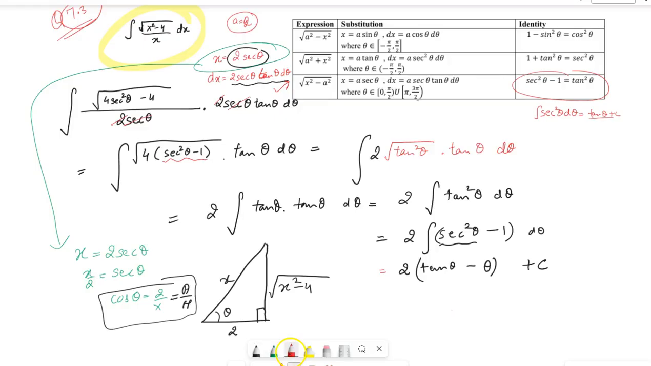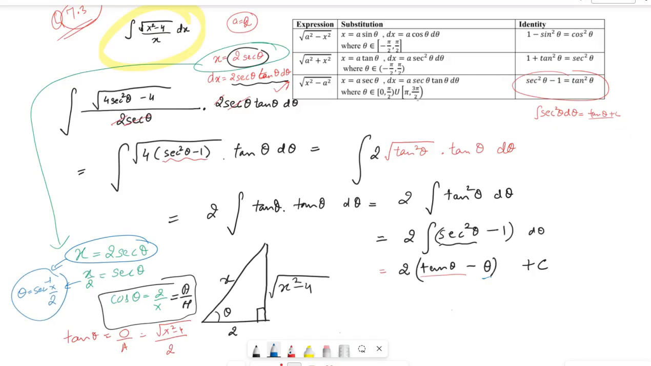And now in our question, we need tangent theta. Tangent theta from this would be opposite by adjacent, so the square root of x squared minus 4, divided by 2. Also, we have theta to think about. Theta can come straight from here. This one actually: theta is equal to secant inverse of x by 2.